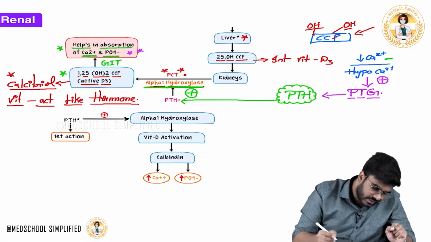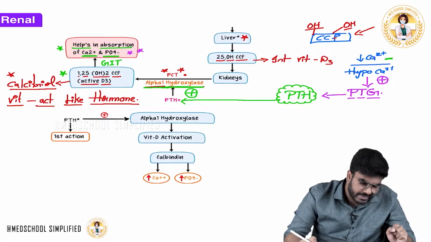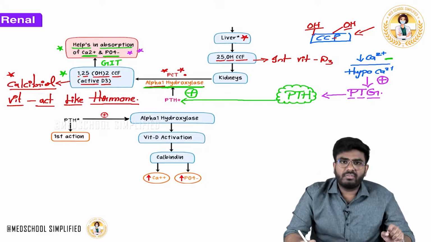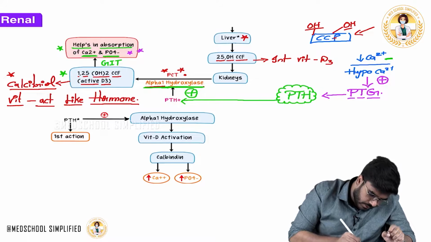So what is the active form of vitamin D? It's calcitriol. But never ever get confused. There is one more hormone in your body which is called calcitonin. Don't confuse it with calcitonin, note.